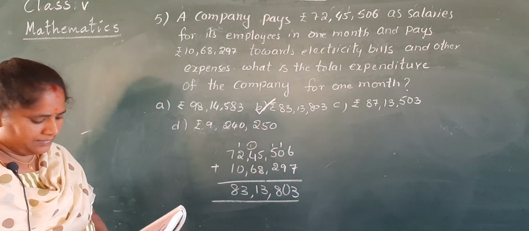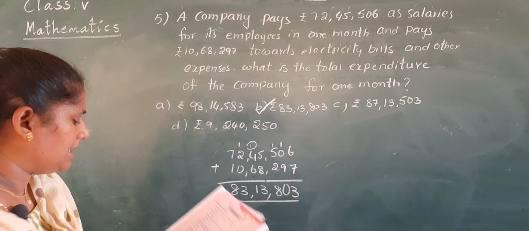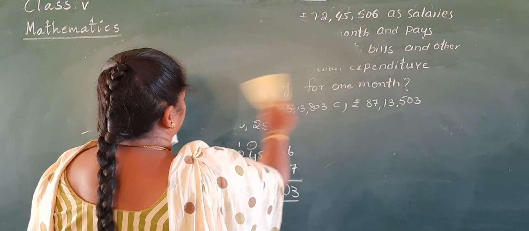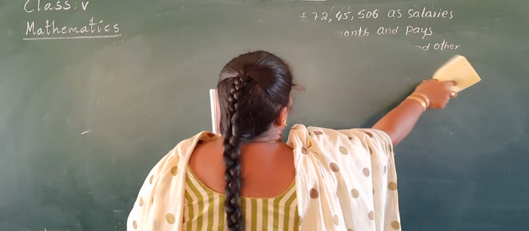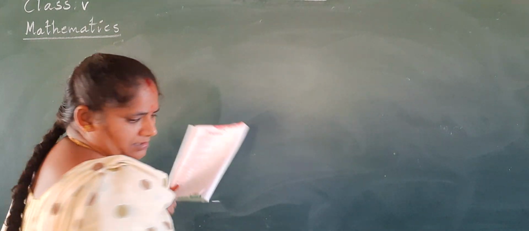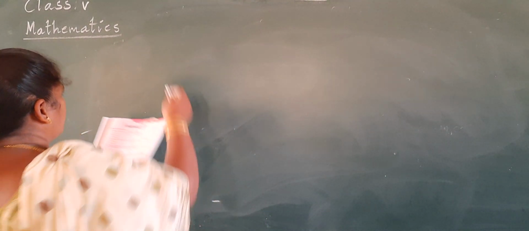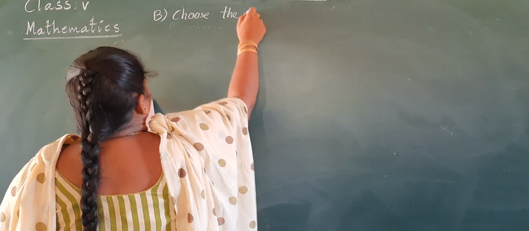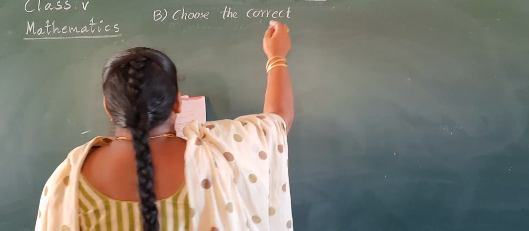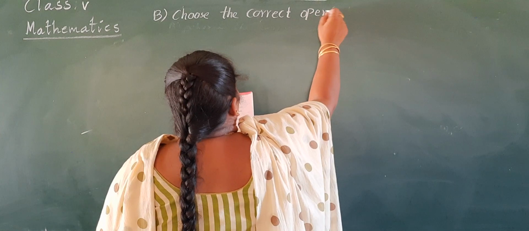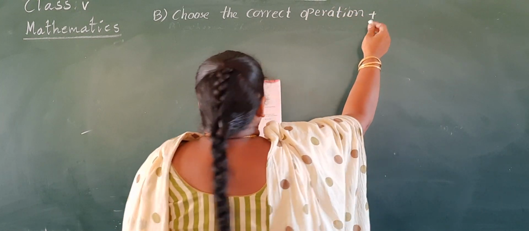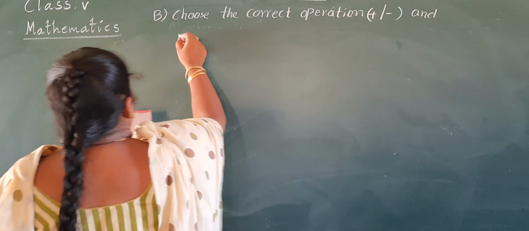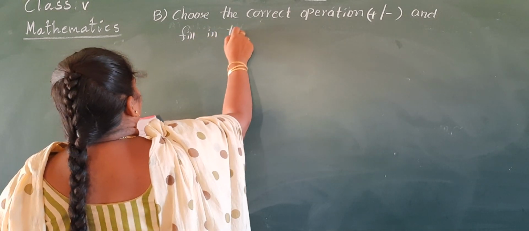Now second one, B. Second Roman B. Choose the correct operation, plus or minus, and fill in the blanks.